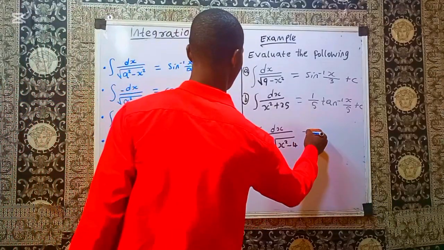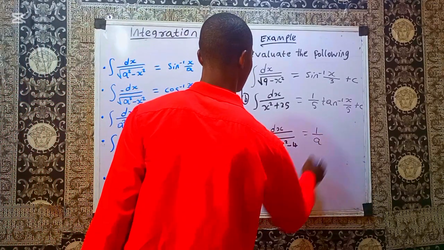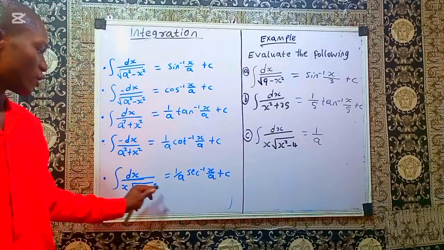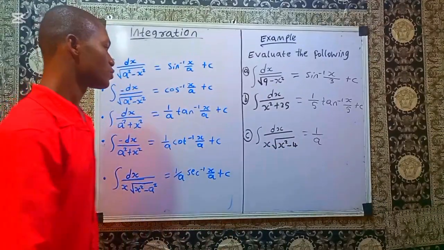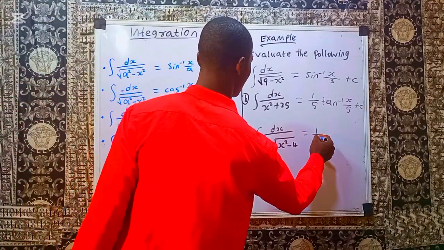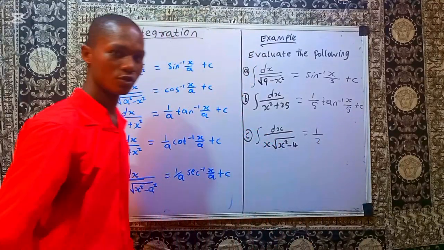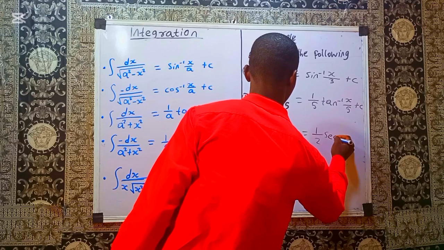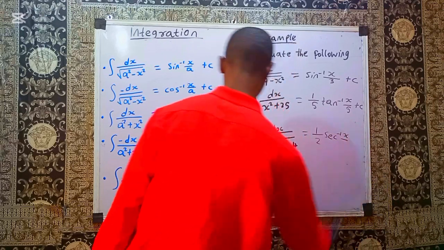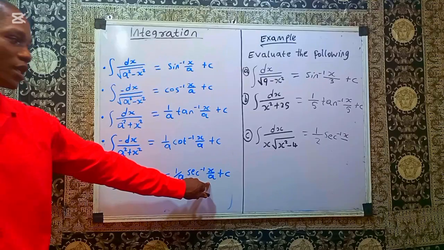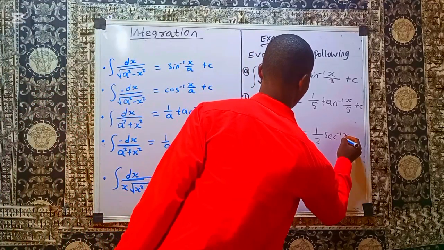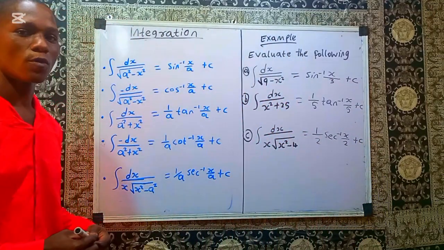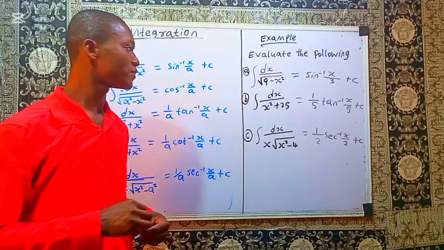Then they say that the result will be 1 over a, right? If a squared is 4, then what will be a? A is the square root of a squared. That's the square root of 4. So I will not write a here. That will be 1 over the square root of 4, which is 2. The square root of 4 is 2. Then sec inverse or arcsec of x over a. We calculated a to be 2. x over 2 plus the constant of integration c. So this brings us to the end of this class.